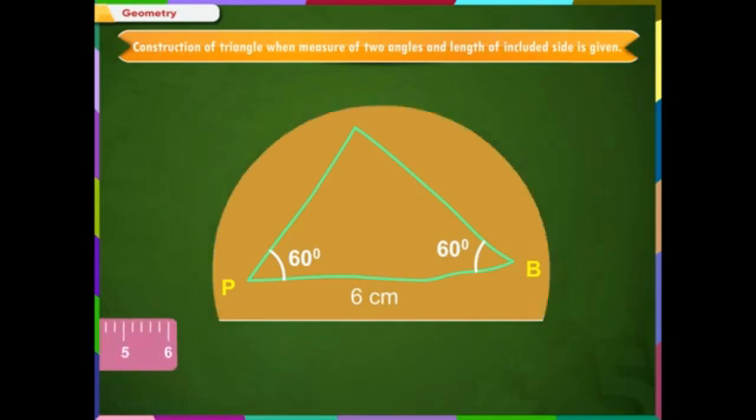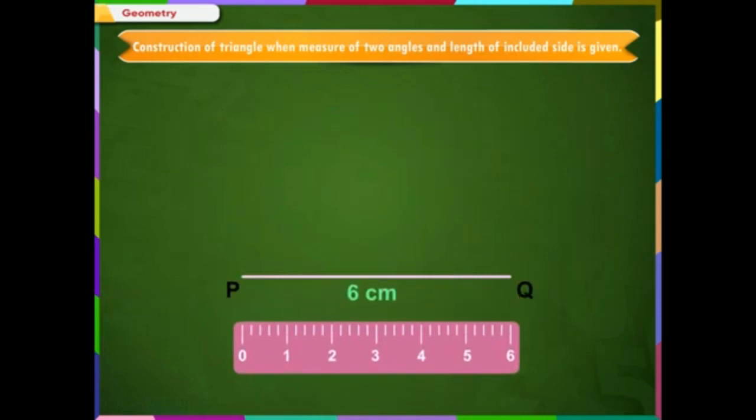Step 1. Draw a line segment PQ equal to 6 cm using a ruler. Step 2. We need to draw angle P as 60 degrees. With P as center and of any radius, draw an arc cutting PQ at B. With B as center and with the same radius, draw another arc cutting the previous arc at A. Step 3. Join PA and produce it to get a line PR. Angle RPQ is equal to 60 degrees.